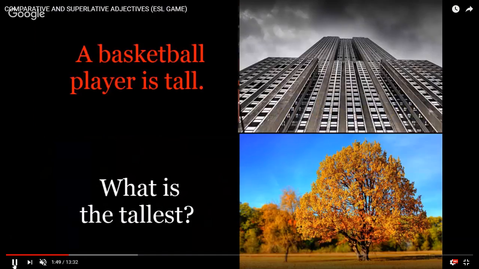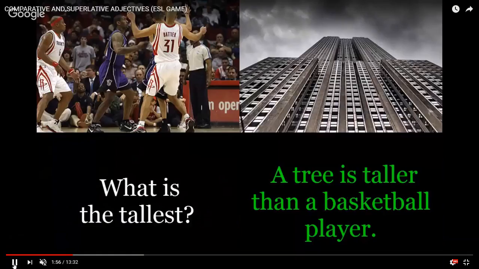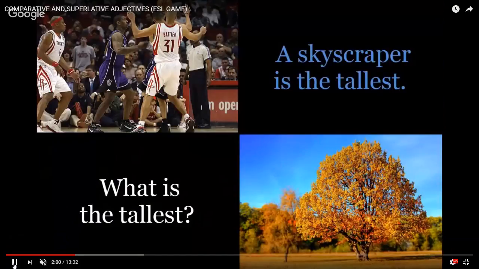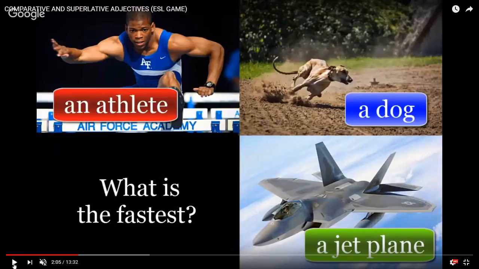Very good. Excellent. And the superlative form? The building, ¿no? The building is the tallest. Excellent. Pretty good. In that case, it will be a skyscraper is the tallest. Right? Okay. Very good. Next one. An athlete, a dog, a jet plane.